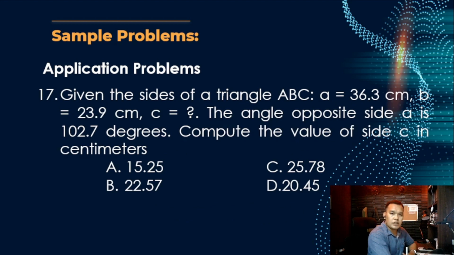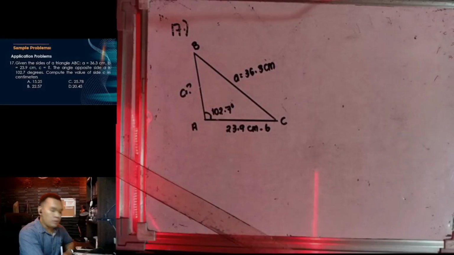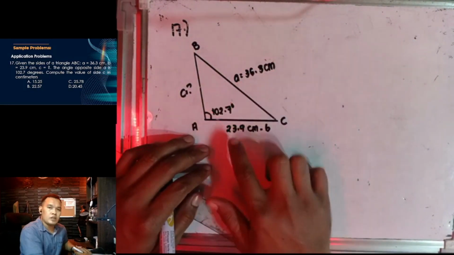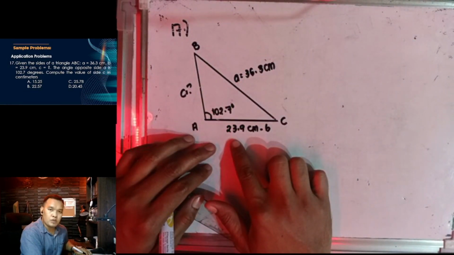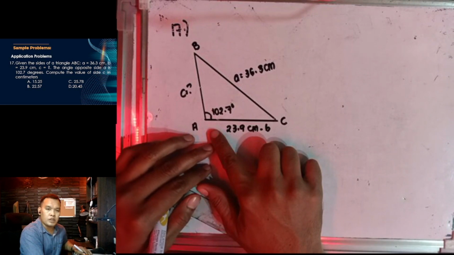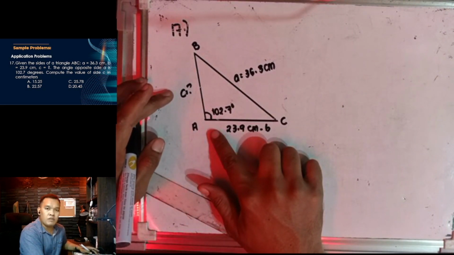Given the sides of the triangle ABC, A is equivalent to 36.3 cm, B is equivalent to 23.9 cm, and C is unknown. The angle opposite side A is 102.7 degrees. Compute the value of side C in centimeter. Okay. So I prepared a drawing here. Given A, which is 36.3 cm, side B is 23.9 cm, and the angle opposite side A is 102.7 degrees. We are asked to find the value of C.